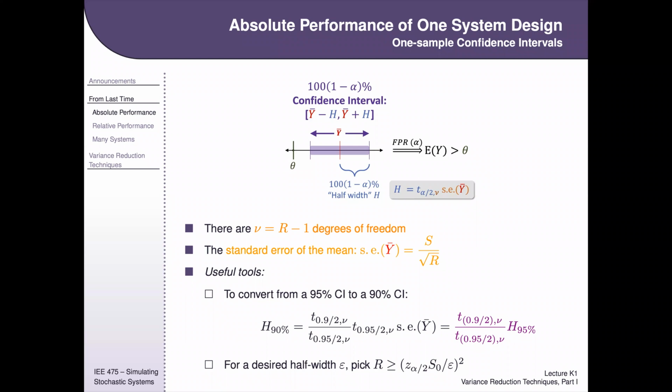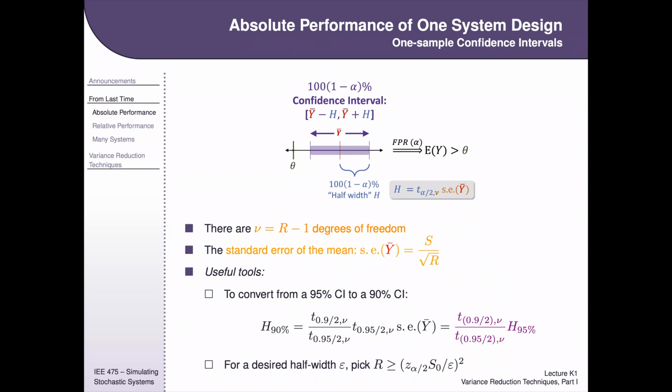Those are the two things that, if you have those two things, you can calculate any confidence interval. So for the absolute performance case, it's easy. The degrees of freedom are just the number of samples minus 1. And the standard error of the mean is just the sample standard deviation divided by the square root of the number of samples. So you can take those two things and plug them into the half-width formula, which has that critical t value with your alpha in there. It's got that standard error of the mean, and you've got your confidence interval calculated.